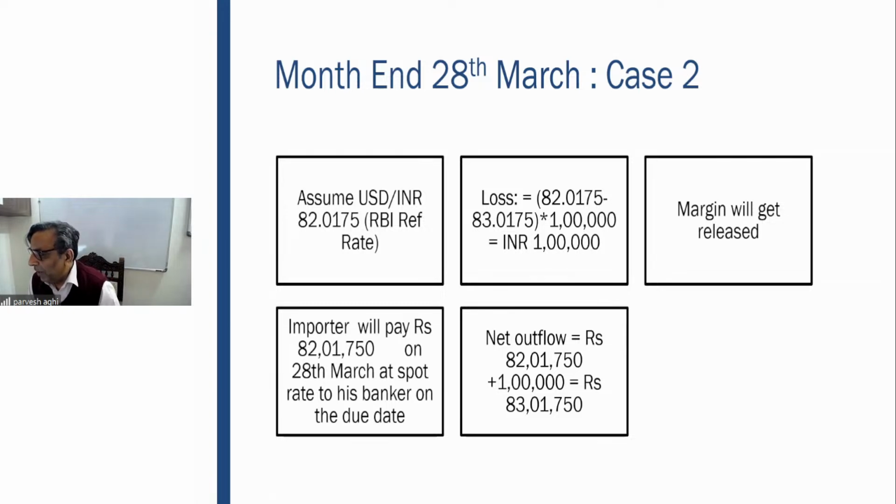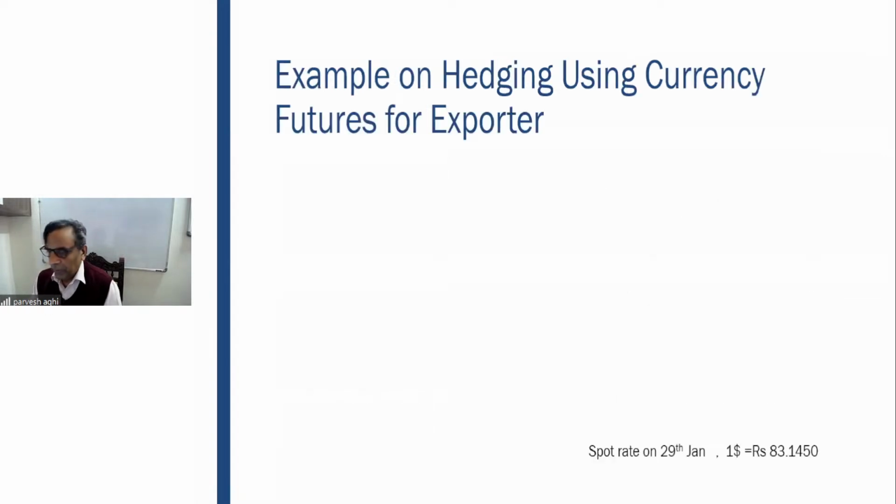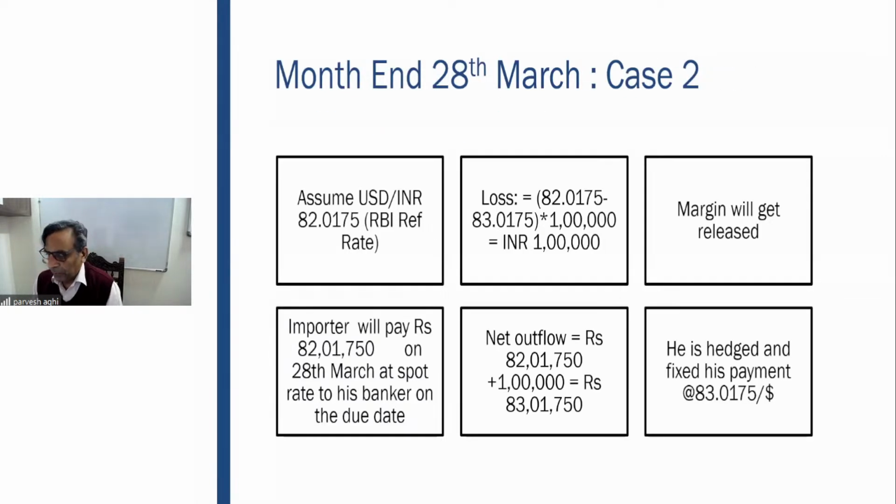But you have actually suffered a loss. So you have paid a 1 lakh loss. So the total outflow will be 82 lakh 1,000 plus 1 lakh. So actually your payment has been hedged at 83.01. Okay. So whatever happens, when the dollar goes up or down, whatever position you have taken, that is the rate at which you are hedged. When you bought at a certain price, that is the price you're hedged at.